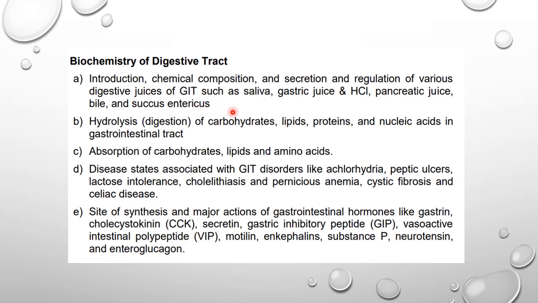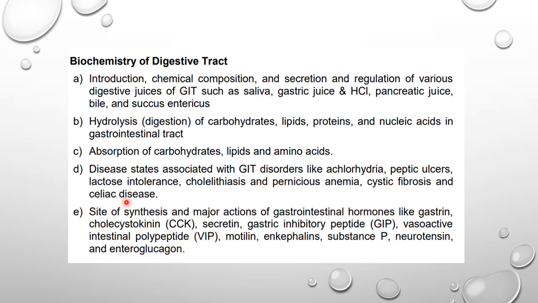Then we are going to see how carbohydrates, lipids, proteins, and nucleic acids get digested or hydrolyzed in the gastrointestinal tract. Afterwards, we would see in detail the mechanism of absorption of carbohydrates, lipids, and amino acids in the digestive tract. The second last portion of this topic would be focused on disorders or diseases associated with GIT. For instance, achlorhydria, peptic ulcer, lactose intolerance, cholelithiasis, pernicious anemia, cystic fibrosis, and celiac disease.